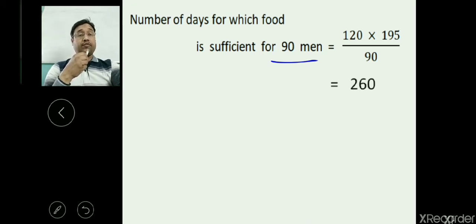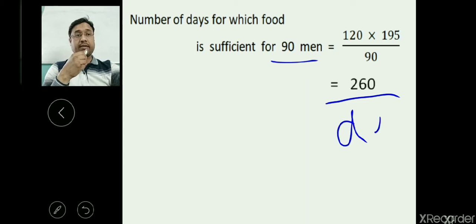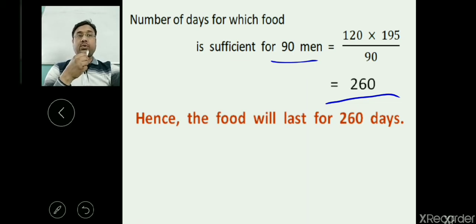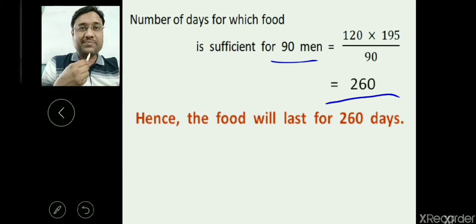Earlier, the food was lasting 195 days for 120 men, but now the number of men remaining is 90, so the provision is going to last 260 days. I will write that here: hence the food will last 260 days. Okay, I hope it is clear to you all.